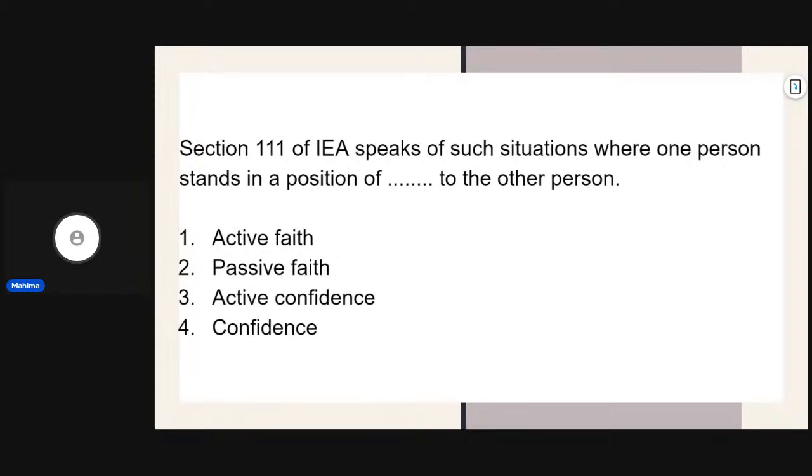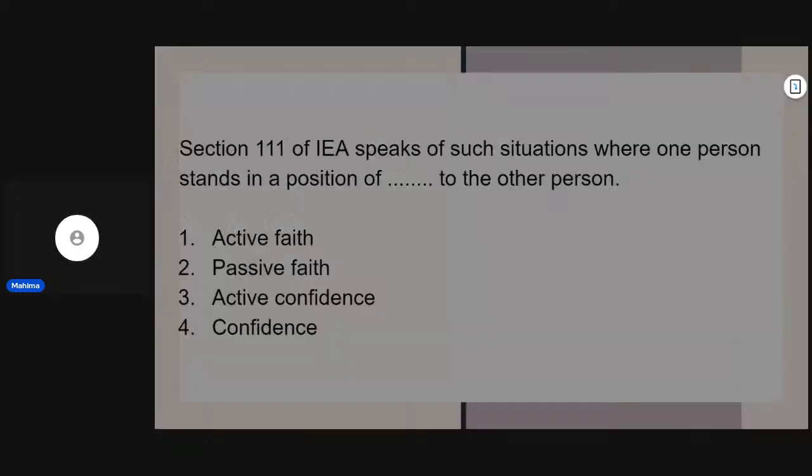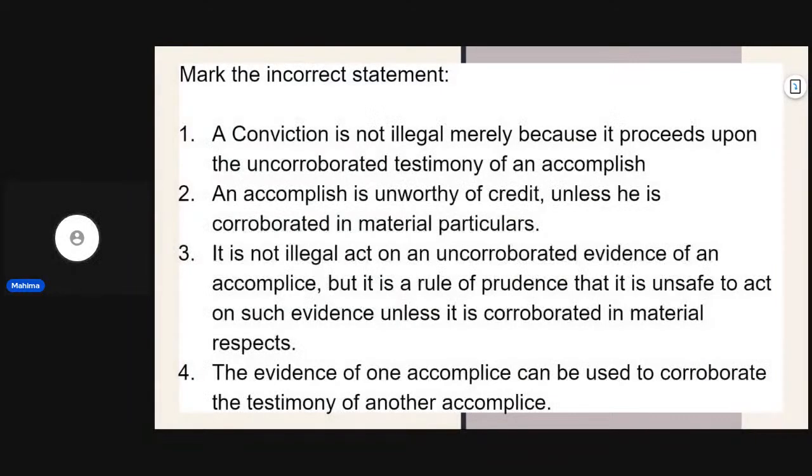Section 111 of the Indian Evidence Act speaks of such situations where one person stands in a position of dash to the other person. Active faith, active confidence, confidence. This is truly a section based question. Come on, guys, I'm just giving you 5 seconds for this question. Yes, it is active confidence, and it was a truly section based question.